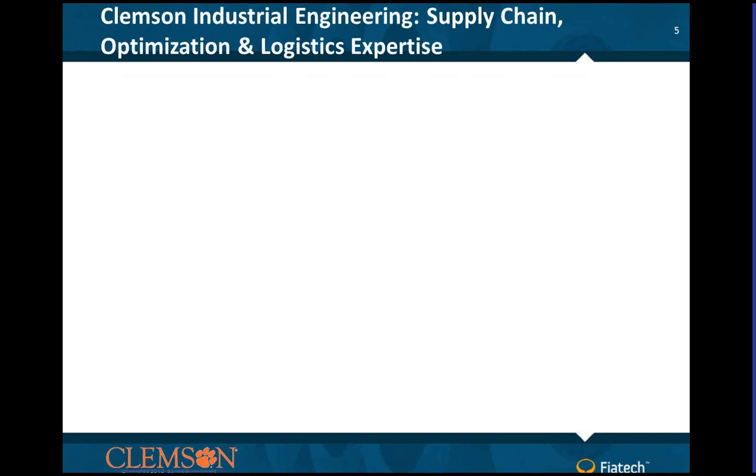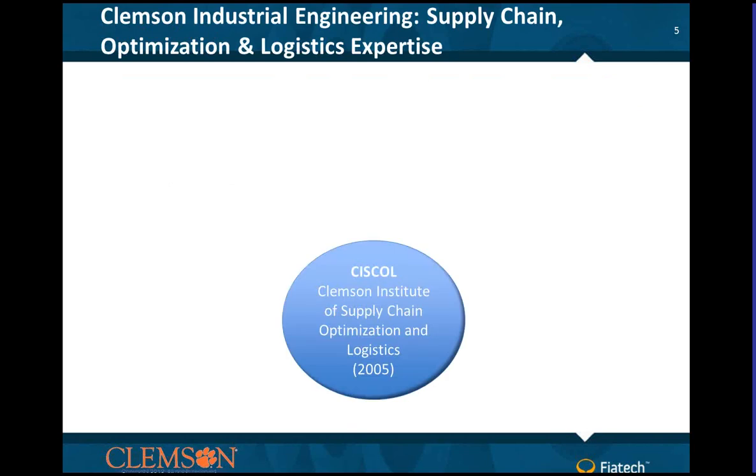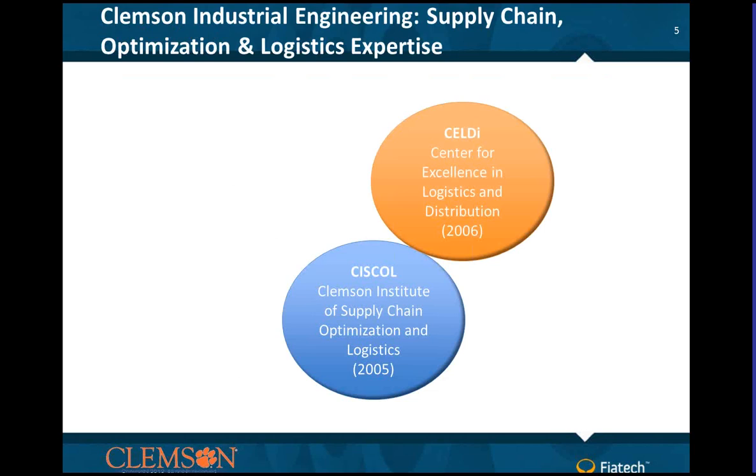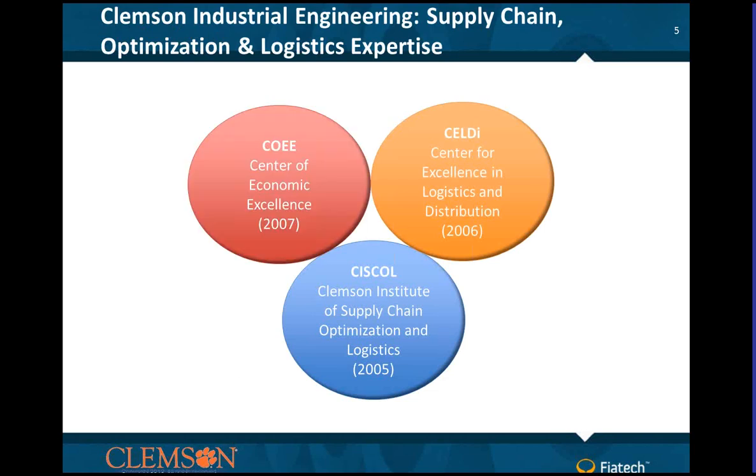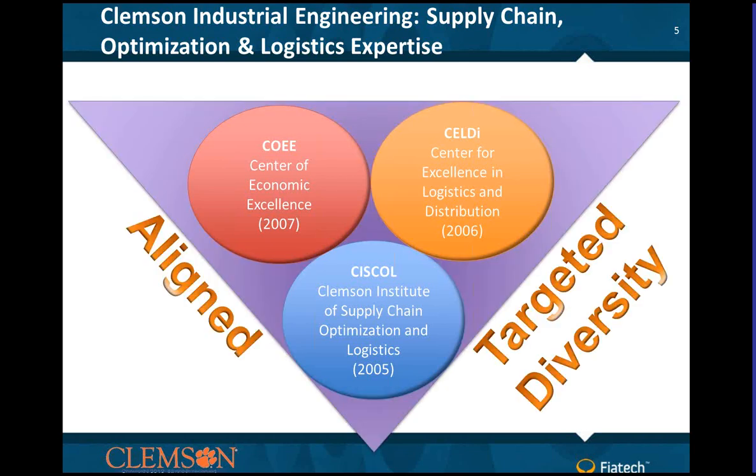So, why Clemson? Well, we have a lot going on here. Brief commercial, it won't take too much of your time, but we have a variety of research institutes and centers funded by the National Science Foundation and a variety of other sources, including the state, such that we have a lot of expertise in supply chain optimization and logistics that has been here for a while. All three of these centers work together to become an aligned but diverse group of researchers and faculty who work in the logistics and supply chain space.